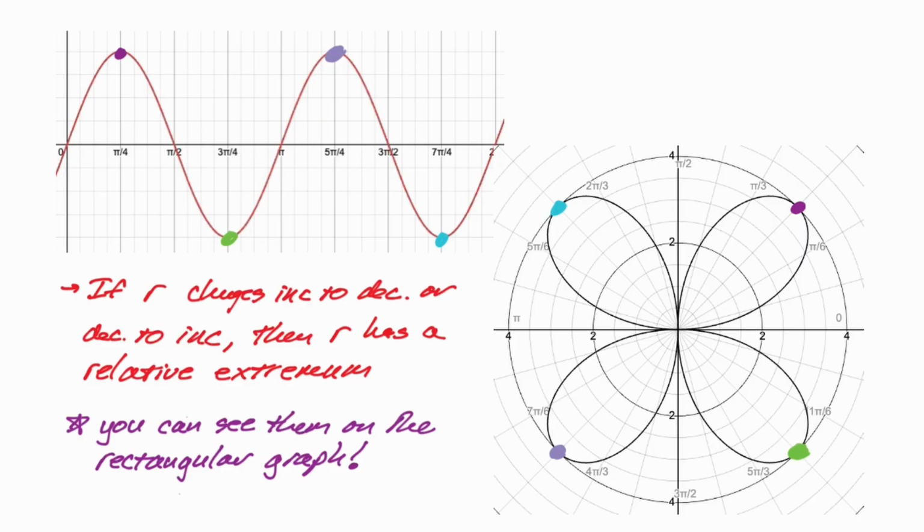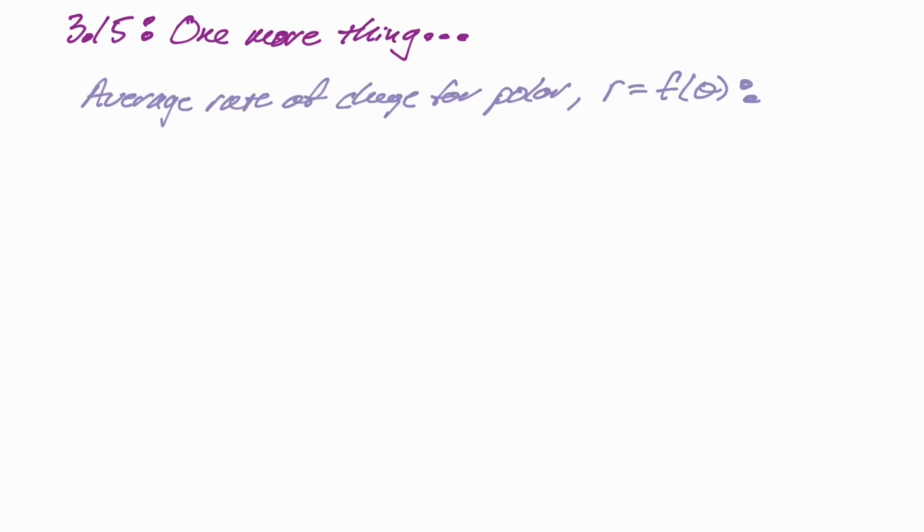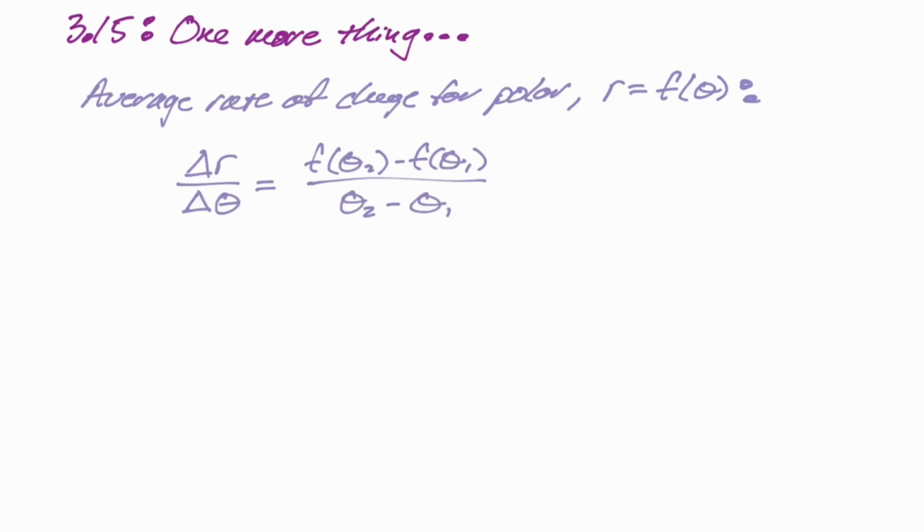And then there's one more thing that is true, so why not talk about it? The average rate of change for polar is like the outputs of polar, which are r values, divided by the inputs of polar, which are theta values. So average rate of change for polar, where the curve is r equals f of theta, is going to be delta r over delta theta, which is f of theta 2 minus f of theta 1 over theta 2 minus theta 1. Average rate of change is always algebra 1 slope.